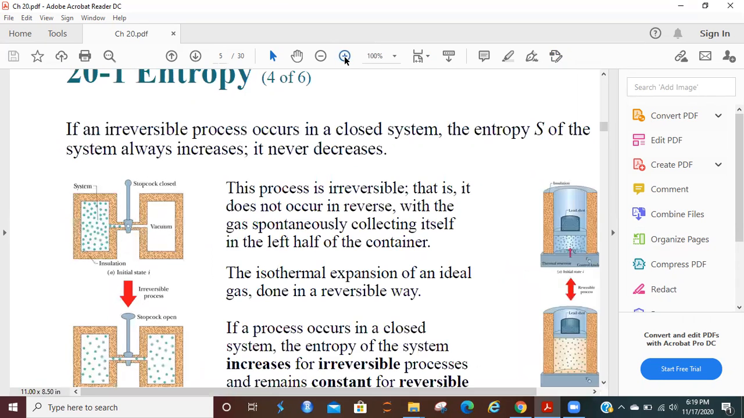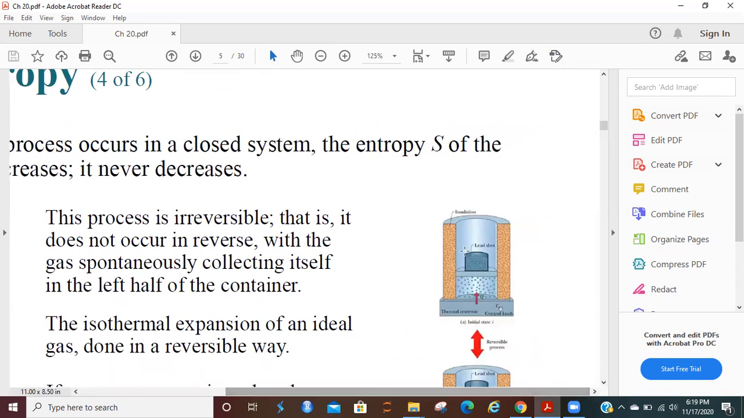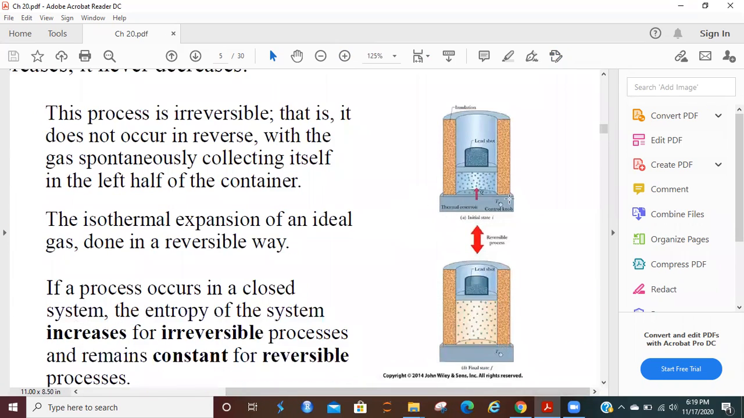Also, if you look over on the right side, you've got a thermal reservoir, you've got insulation, you've got lead shot, you've got a control knob. So depending on how high the temperature is there, you can see how much volume is taken up by the gas. If heat ends up escaping, then you can also see here that this process can go back to what you see here. So it's considered to be reversible.